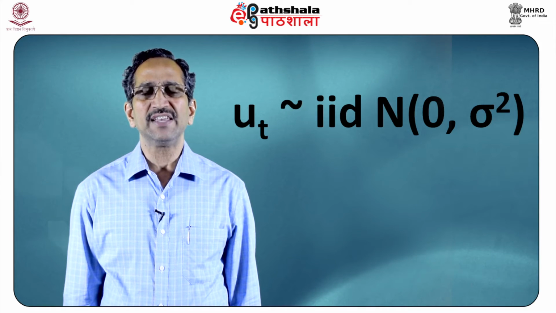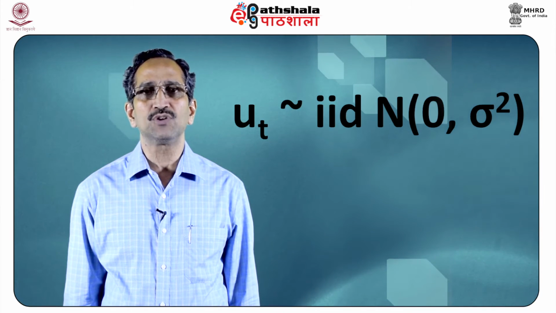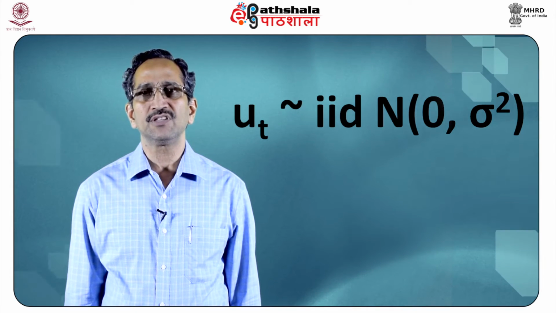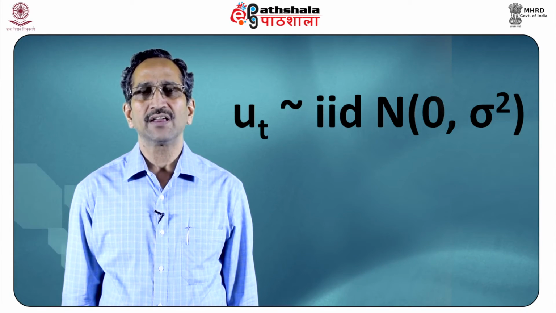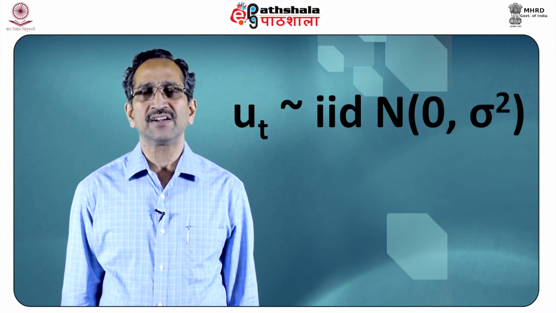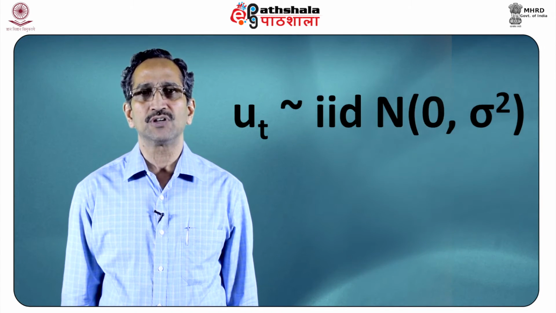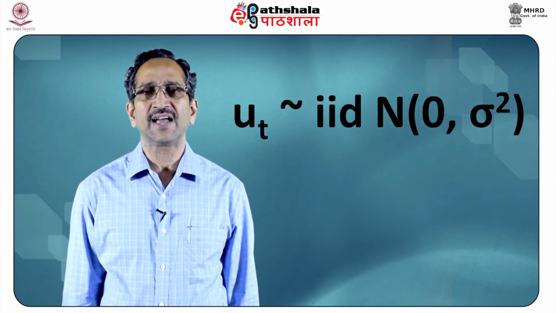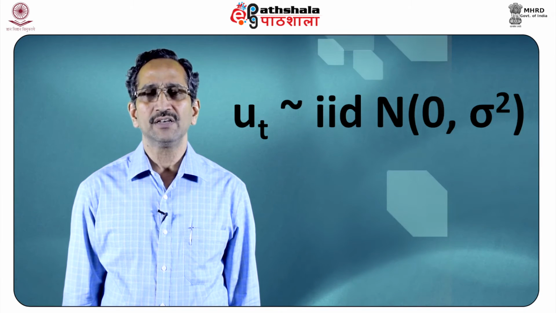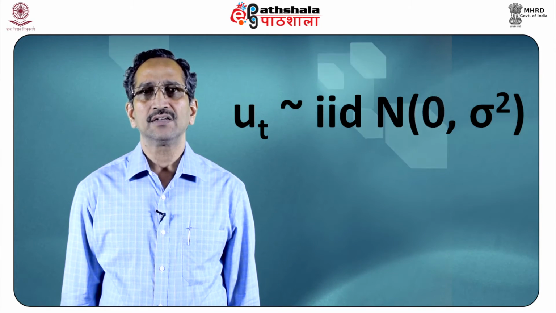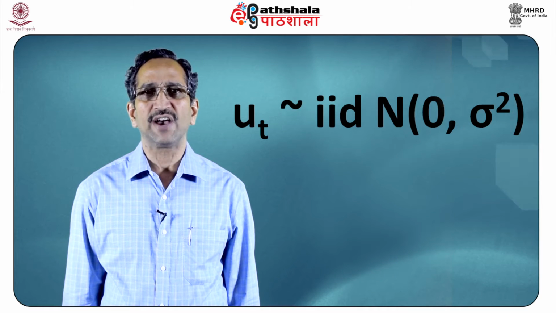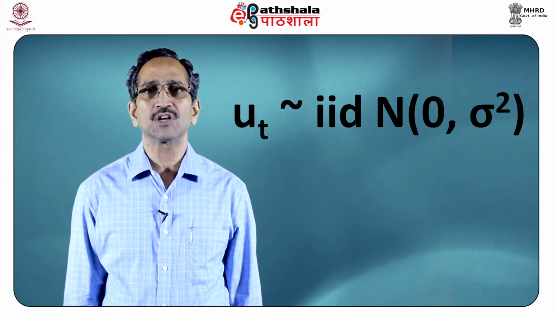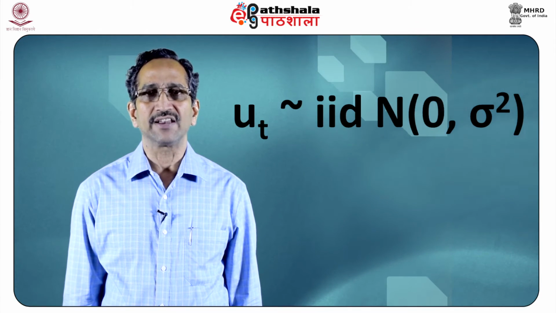It is mathematically expressed as follows: mu t is distributed IID normally with mean 0 and variance sigma square, where IID is independently and identically distributed. So we can say that mu t is distributed independently and identically, normally, with mean 0 and sigma square as constant variance. So N stands for normal distribution, 0 for mean and sigma square for constant variance.